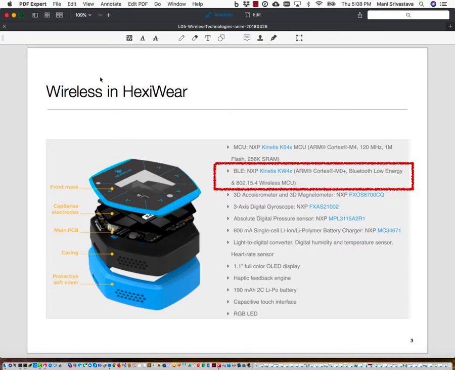This thing has two different radios built in. One is Bluetooth Low Energy and the other is this one. The reason is because they can share the same circuitry. They both operate in the same part of the spectrum, so much of the circuitry is the same. So it's effectively one circuit which you can use one way or the other.